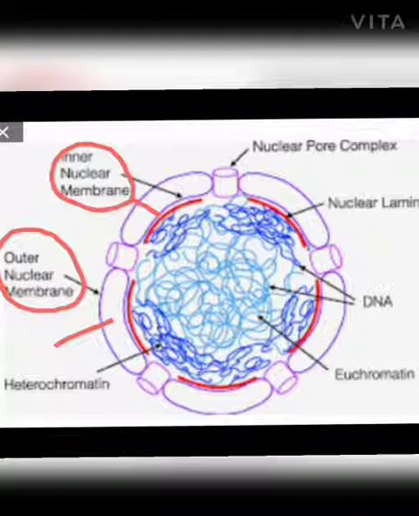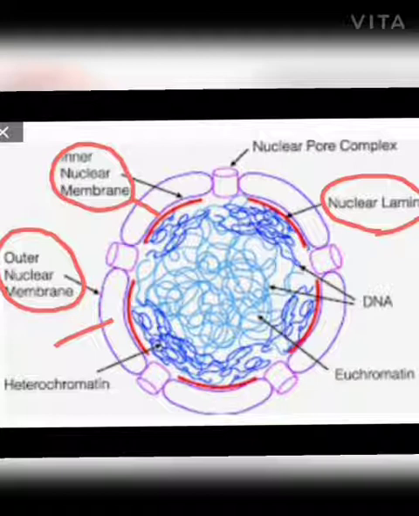Inner to the inner nuclear membrane, there is one more structure present, known as the nuclear lamina, which is made of fibrillar structure that gives mechanical support to the nucleus, and also helps in cell division. The function of the nuclear lamina is to give mechanical support and help in cell division.